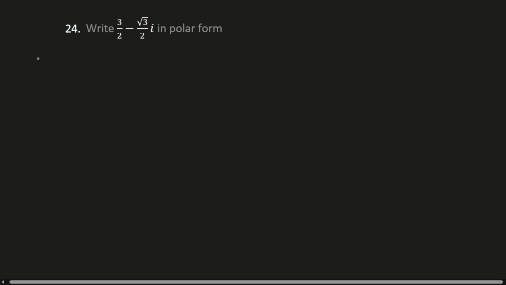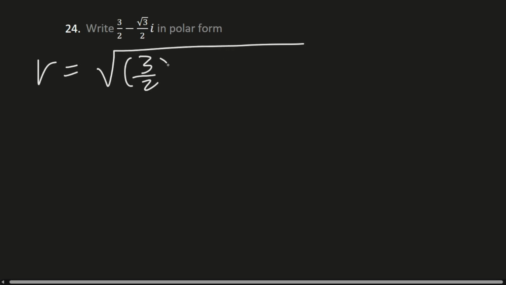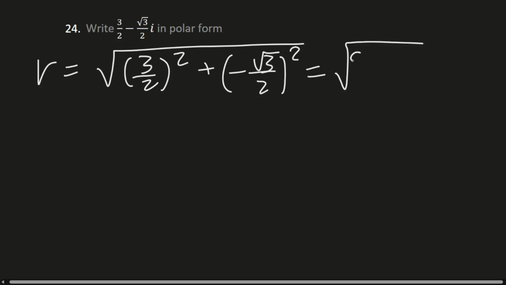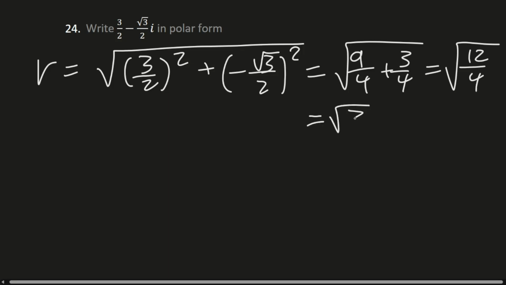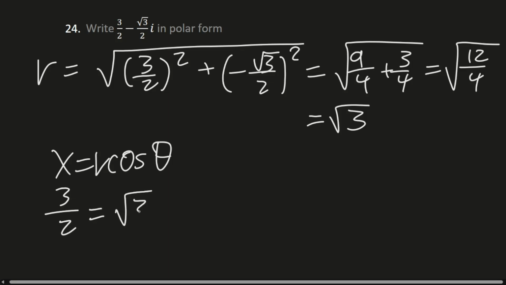Next question, r is equal to the square root of square root of 3 over 2 squared plus negative square root of 3 over 2 squared. That gives us 9 over 4 plus 3 over 4, which is equal to square root of 12 over 4, which is square root of 3. Okay, I'm going to choose x is equal to r cosine of theta to solve for my argument. Plug in my numbers.